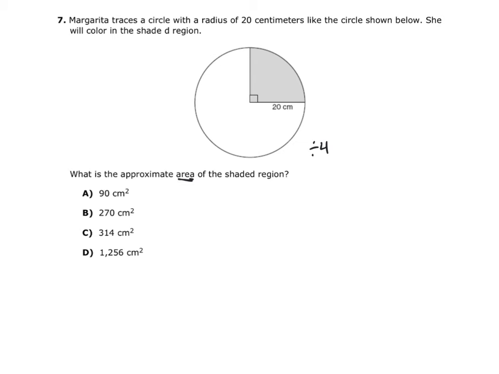Now, we need to find the area, so area of a circle is pi r squared, which is just radius times radius. Since we're given the radius, this should be pretty easy. So we're going to do 3.14 times 20 times 20. So we multiply 20 and 20 together to get 400. Then we do 400 times 3.14.